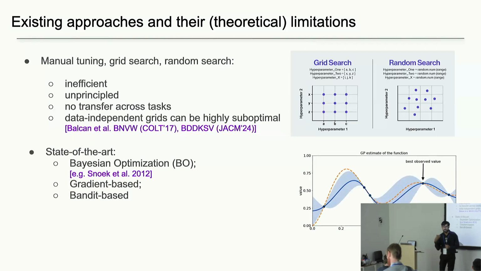On the other hand, more state of the art, so this is like a historical preview, but today people use a lot of these Bayesian optimization based approaches, gradient-based approaches, bandit-based approaches. So these are more of the things that people currently use in practice, right? And I'll introduce at least the Bayesian optimization and bandit-based approaches in this tutorial.